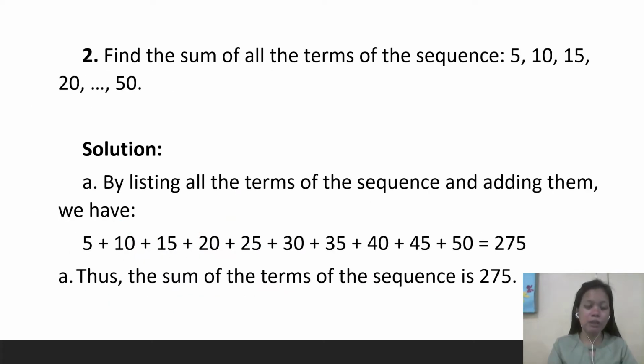Another example is adding an arithmetic sequence manually. Find the sum of all the terms of the sequence 5, 10, 15, 20 up to 50. We can see that the common difference is 5, because 5 plus 5 is equal to 10, 10 plus 5 is equal to 15, and so on. Solution: by listing all the terms of the sequence and adding them, the answer is 275. Thus, the sum of the terms of the sequence is 275.